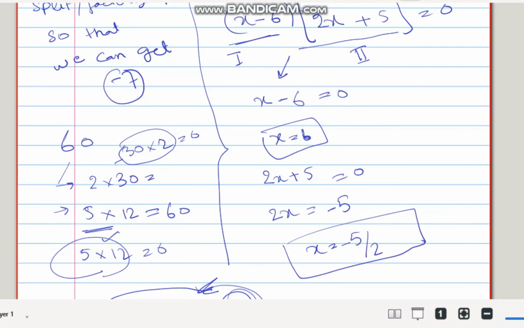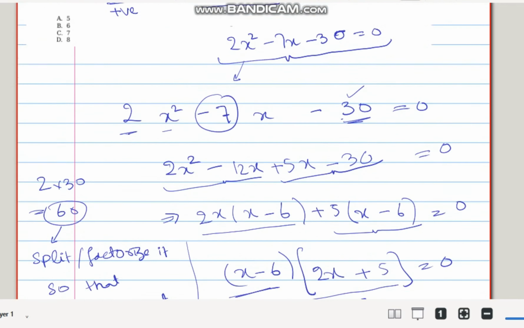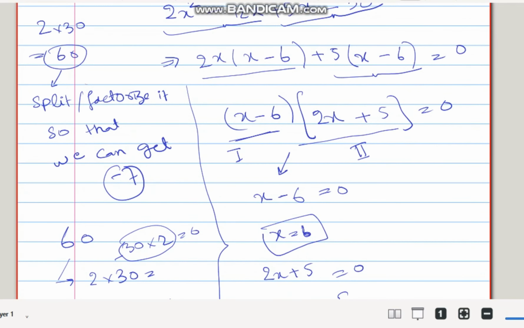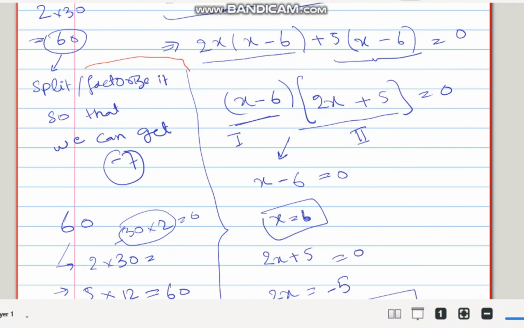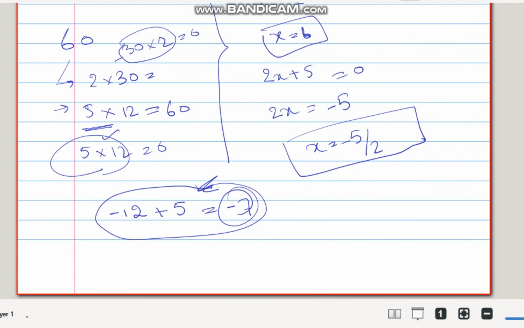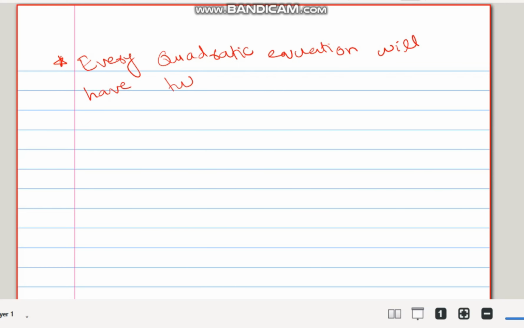And let me write a very important point with the red pen here. In the world of quadratic equations, every quadratic equation will have two solutions. Let me write it here with a star, it's a very important point. Every quadratic equation will have two solutions. And why will a quadratic equation have two solutions?